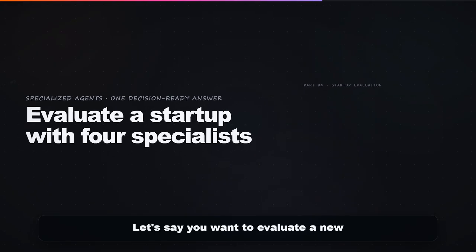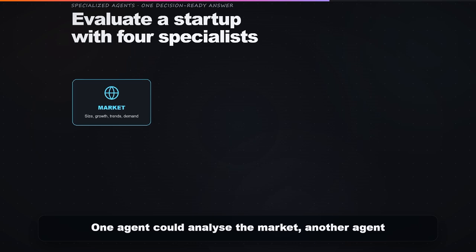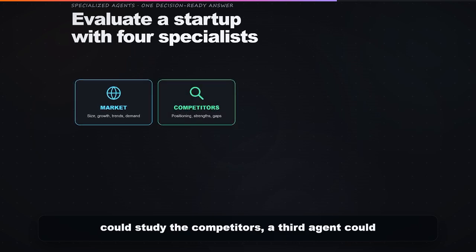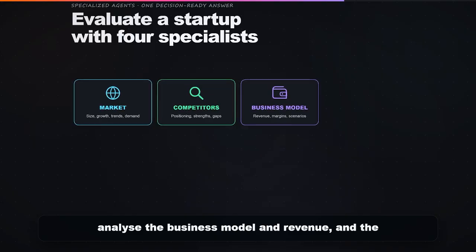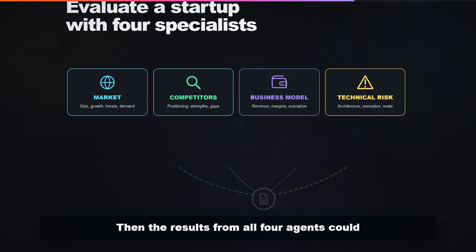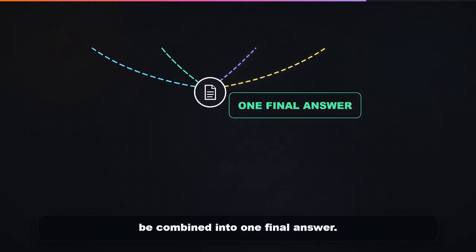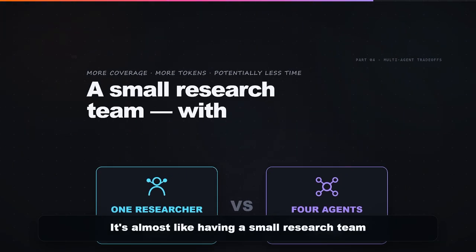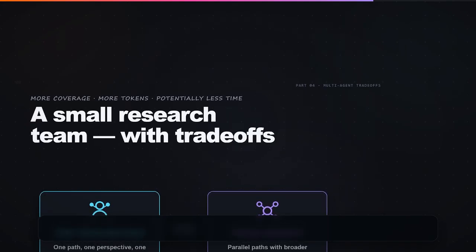Let's say you want to evaluate a new startup. One agent could analyze the market, another agent could study the competitors, a third agent could analyze the business model and revenue, and the fourth agent could focus on technical risks. Then the results from all 4 agents could be combined into one final answer. It's almost like having a small research team instead of hiring just one researcher.